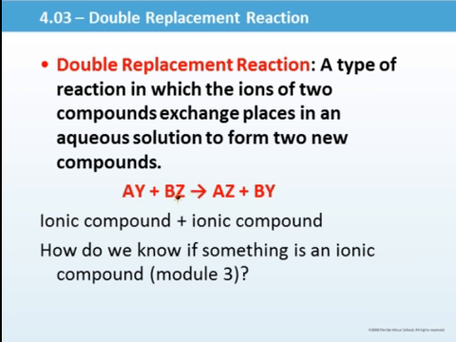Now with double replacement reactions, what happens is that the metal of the first compound will form a bond with the nonmetal of the second. Notice how we get AZ. The metal of the second compound will form a bond with the nonmetal of the first compound. I'm going to highlight these as well. And notice we get B and Y. Please notice that the metals are always written first. So how do we know if something is an ionic compound? You have a metal bonding with a nonmetal.